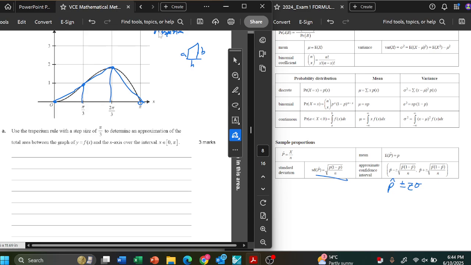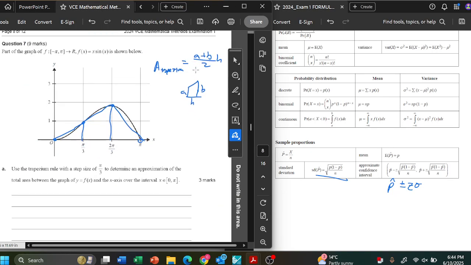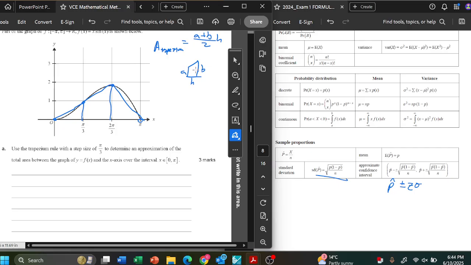So let us, that's right. A plus b divided by 2 times h. Okay, so we've got this factor of a half then. So the area of this overall thing is going to be equal to a half times h, which we're told is pi on 3. And then for each of these 3 trapeziums, we need to add up the 2 endpoints.